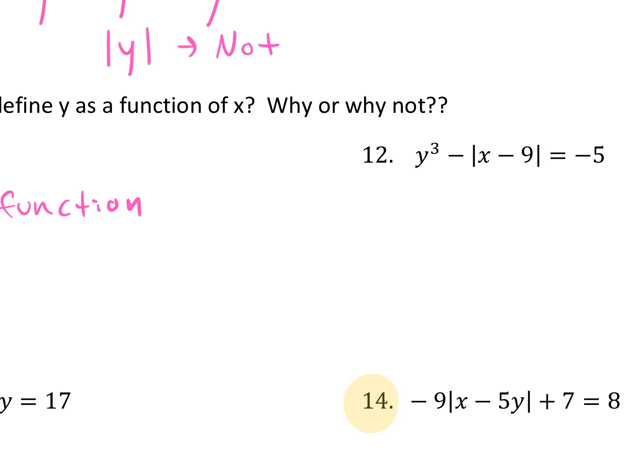Yes? No. For 12, is 12 a function? Yes. So 12 is a function because y has an odd exponent. That's perfectly fine. Odd is okay. And I have no y inside the absolute value.